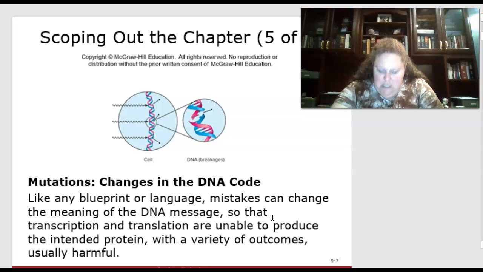And then you can talk about mutations, and this is what happens when we have changes in the DNA code. Like any blueprint or language, mistakes can change the meaning of the DNA message so that transcription and translation are not able to produce the intended protein. With a variety of outcomes, these mutations can usually be pretty harmful.